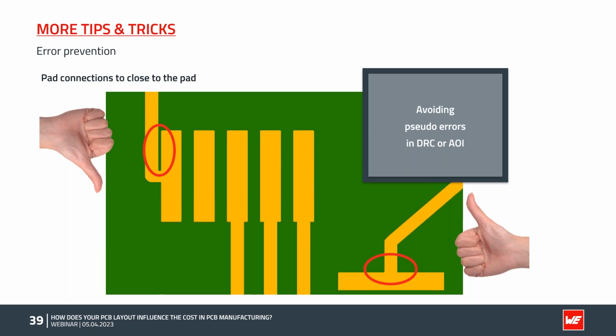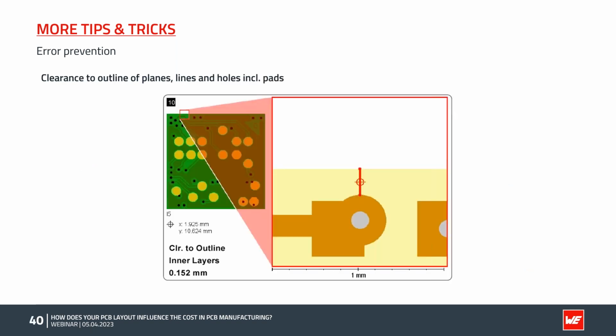So the yield is going down, and we need to calculate this. If the yield is going down, we need to set up more PCBs. We have an overload of PCBs. We need to manufacture more, so the cost goes up. So please try to avoid, for example, these pad connections or tracks just too close to the pad, and not only pad connections, the same net distance again needs to be checked as well, so that this doesn't happen.